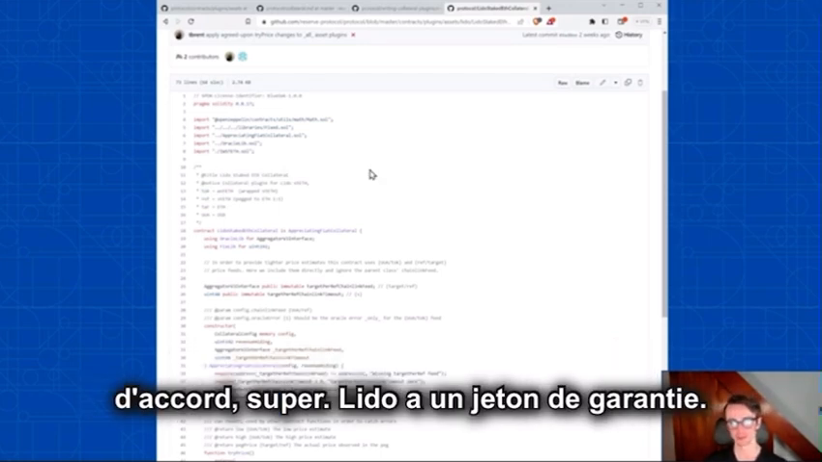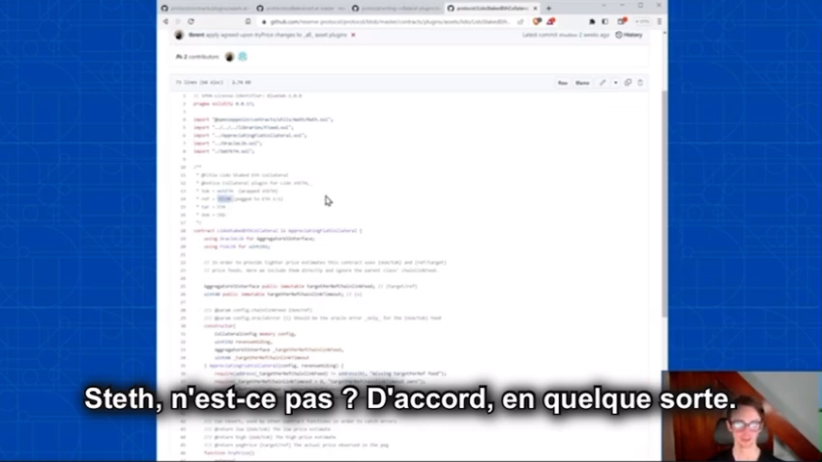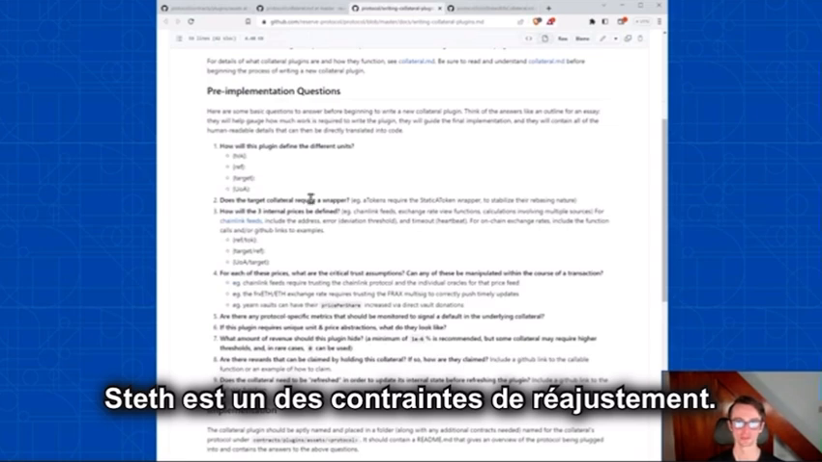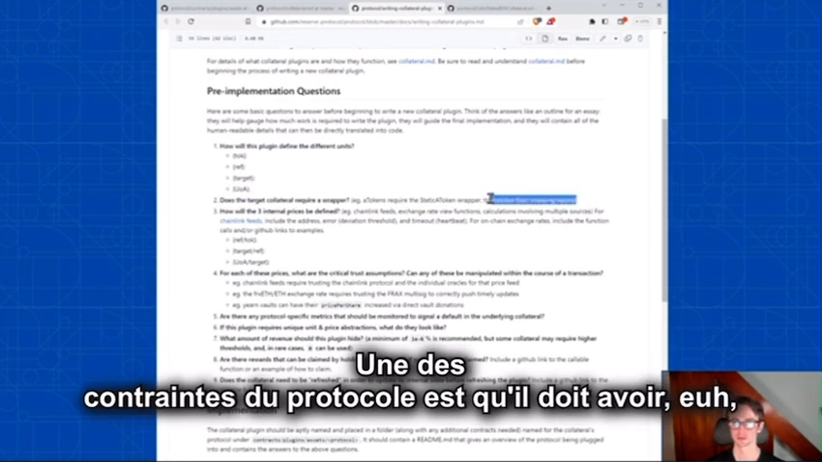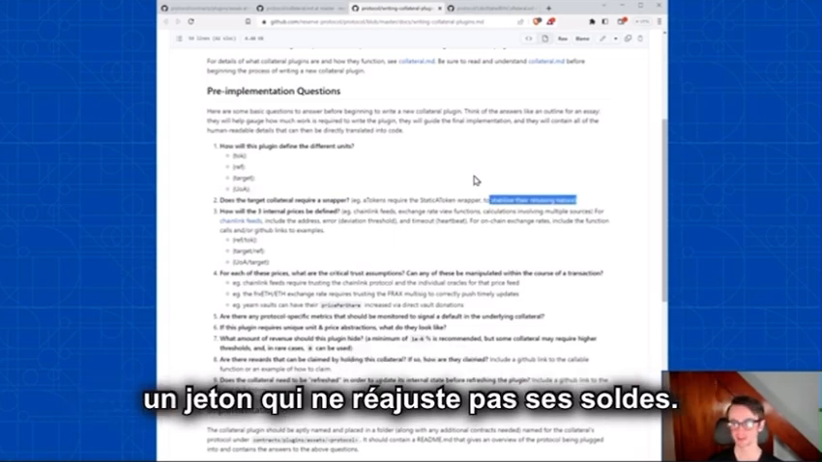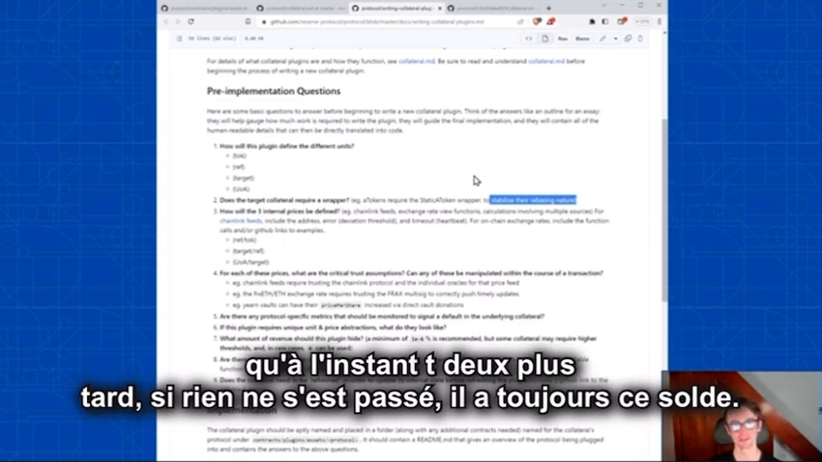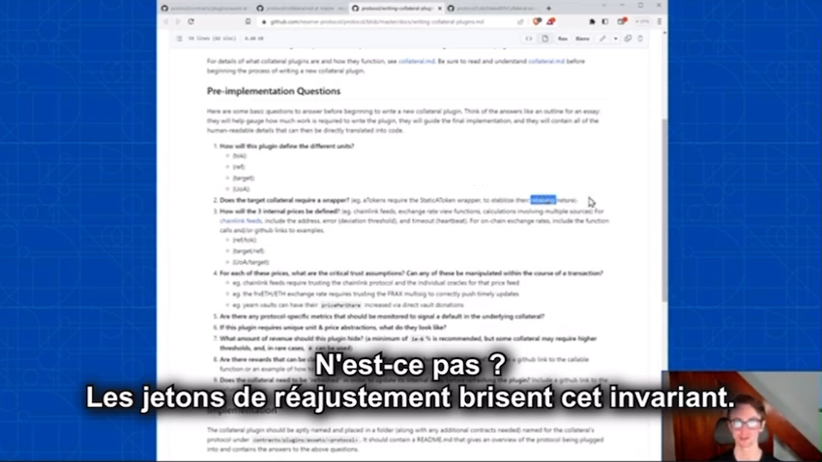You might think, okay, great, Lido's got a collateral token, stETH, right? Okay, kind of. stETH is rebasing. One of the constraints of the protocol is it needs to have a token that is non-rebasing. It assumes that if it has a balance of a token at time t1, that at time t2 later, if nothing has happened, it still has that balance. Rebasing tokens break this invariant.